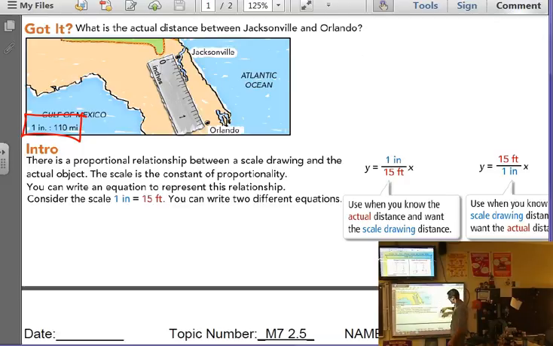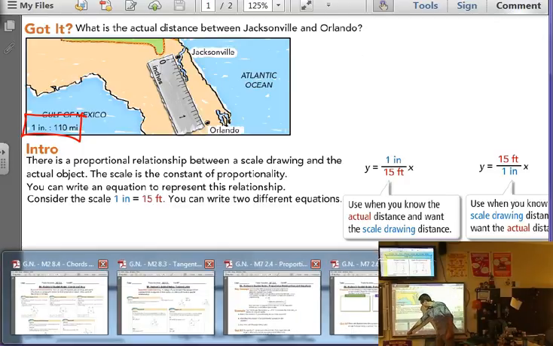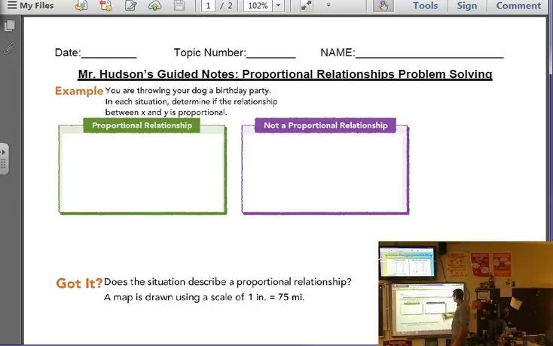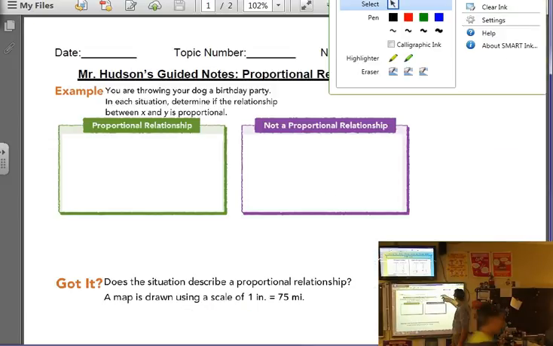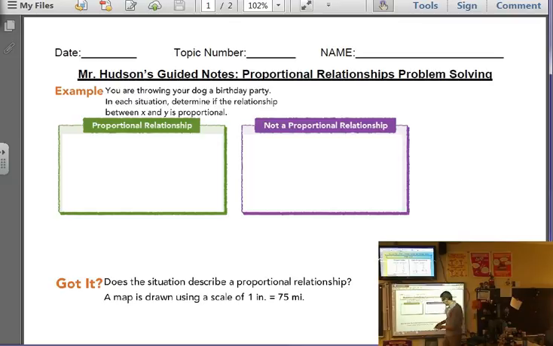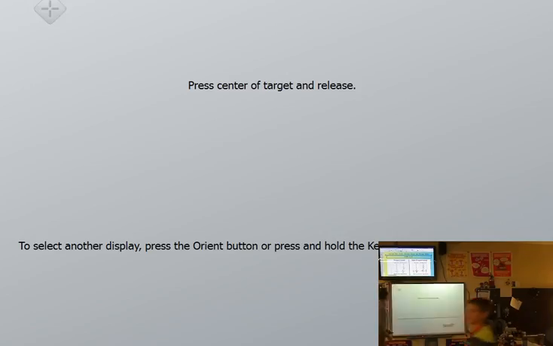Ooh, something weird is going on here. My smartboard got way off. Sorry guys, give me a second.